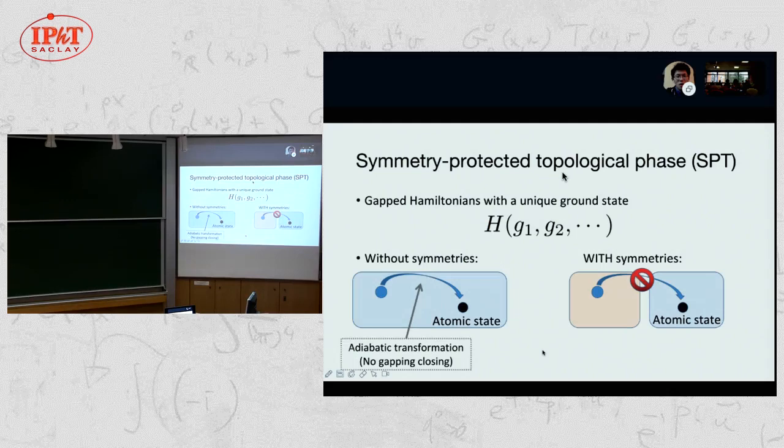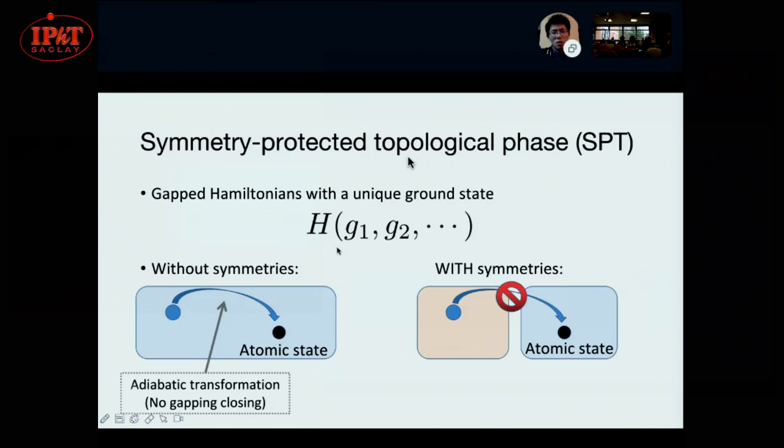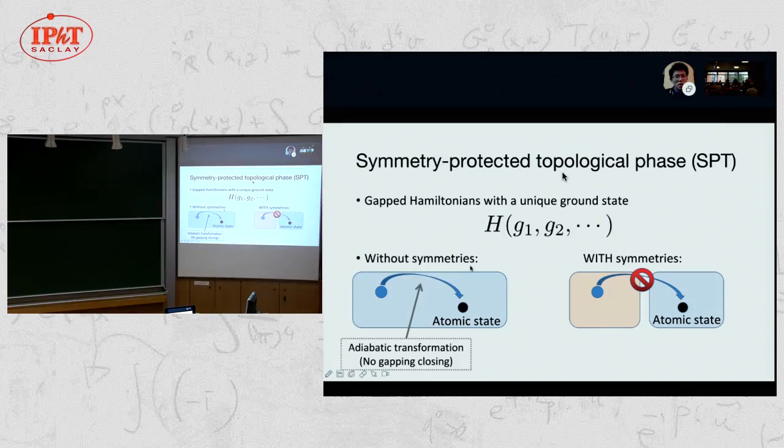To introduce our new classification for spin systems, I want to review some conventional symmetry-protected classifications for gapped systems. Let's imagine that we have a series of gapped Hamiltonians, which are tuned by many parameters. Without any symmetries required, we can adiabatically transform any Hamiltonian to the trivial Hamiltonian, which is defined to be the Hamiltonian that has an atomic state as its unique ground state. Here, the adiabatic transformation means that during this tuning process, the gap doesn't close.